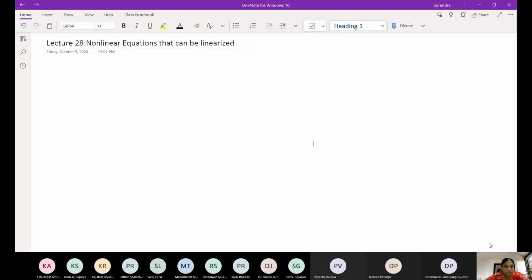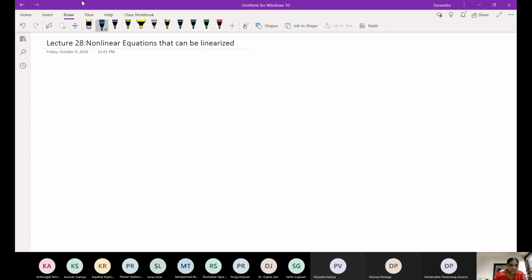So now today we are going to see the last section of this unit. That section is non-linear equations that can be linearized. So we know that a difference equation is a relation of the form y at t plus n is equal to a function of previous values. Function of previous values means f of t like this. Can you see? I am writing.